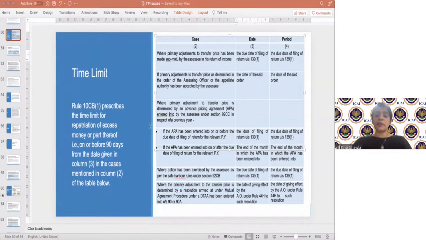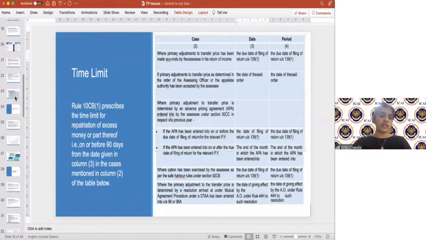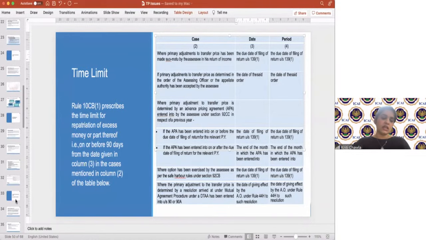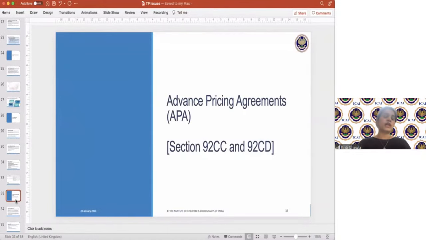Another thing I want to mention is that when you go through APA, there are a lot of questionnaires, a lot of FAQs, frequently asked questions, given by the CBDT in terms of APAs. They are provided in the ICAI study manual.